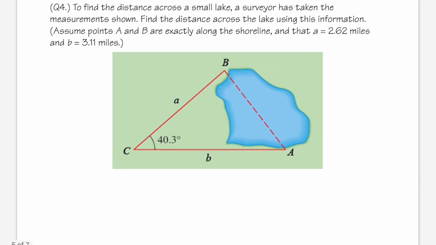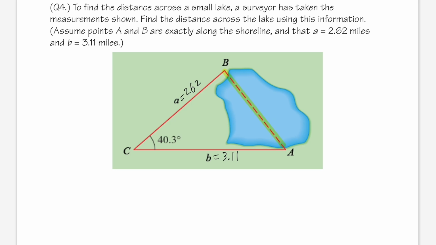We are going to find the distance across a small lake, and it says that we are here, at the point C, and we are given the A and B values though. So A is 2.26 miles, so perhaps let's go ahead and label that. This is 2.26 miles, 2.62 miles, and then B is 3.11 miles. And we have to find the distance across the lake, which is this part, of course.